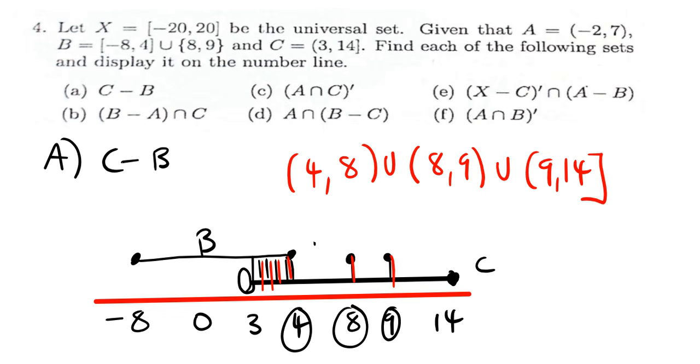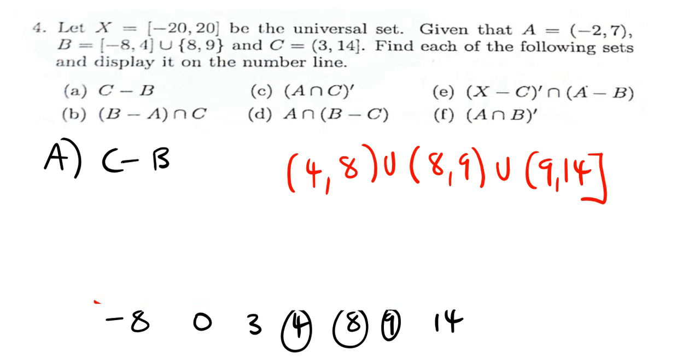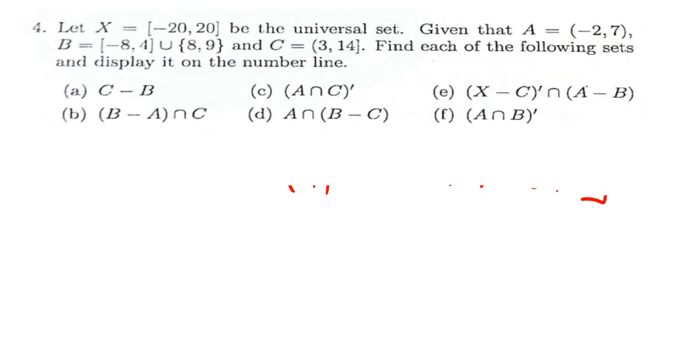So let's solve the second one. It's not very different, I think, from what we've just been solving. Basically we've got B minus A, then we've got intersection C.